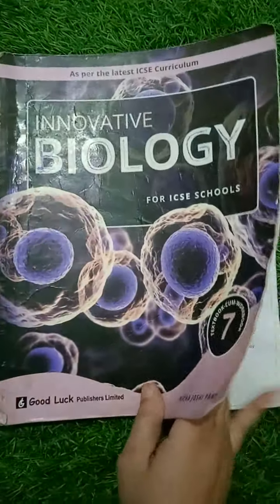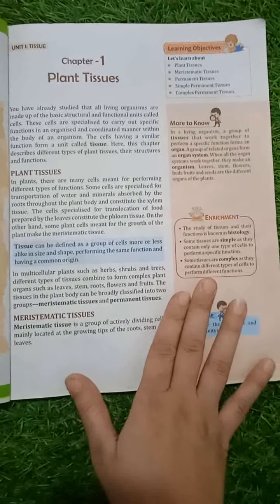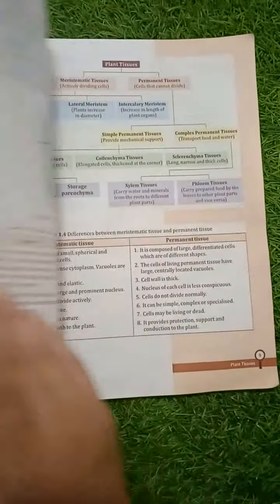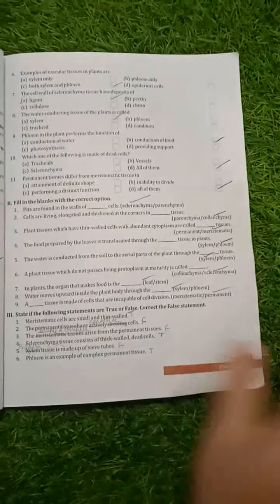In the first two videos, we completed the chapter explanation of chapter number 1, that was your plant tissues. So in the first two videos, our explanation was over. Our chapter discussion was completed. So in today's video, I am going to give you the exercises and the question answers of this chapter.